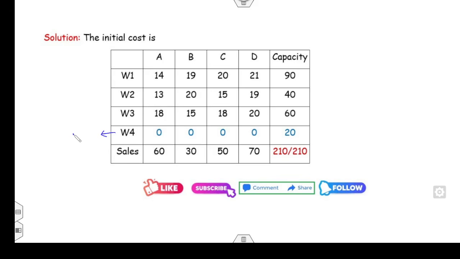This D4 is called a dummy row. Fine, the costs are 0, the allocations are 20. Now you can see it's balanced. So let's start with the allocations.